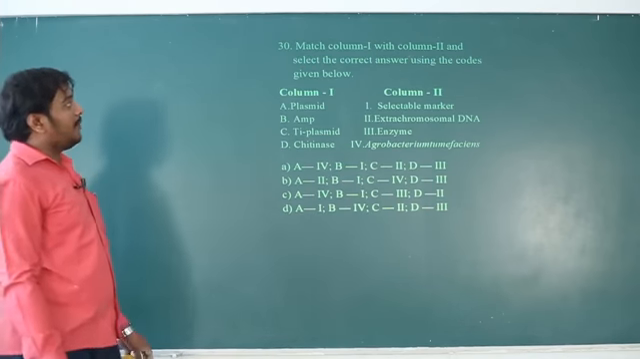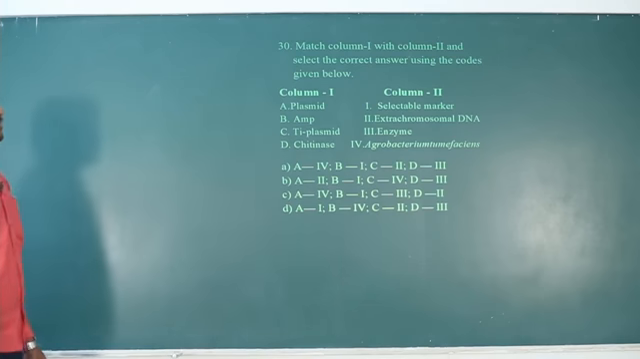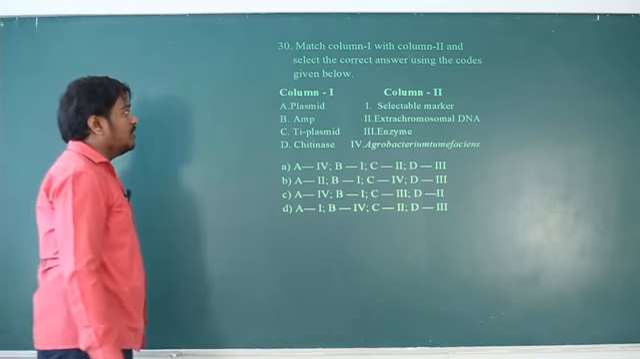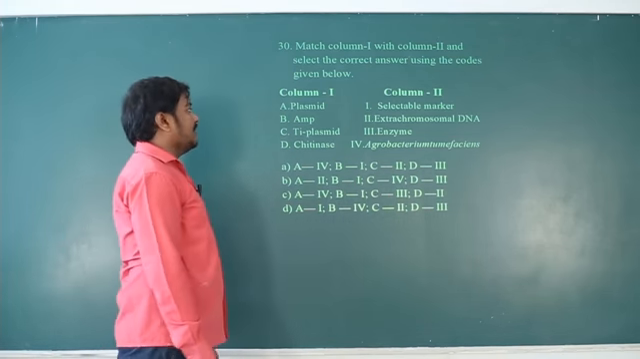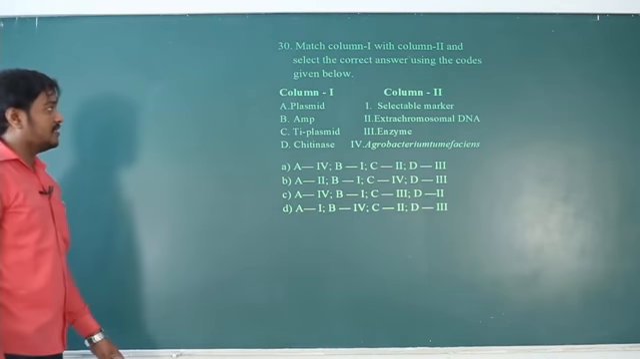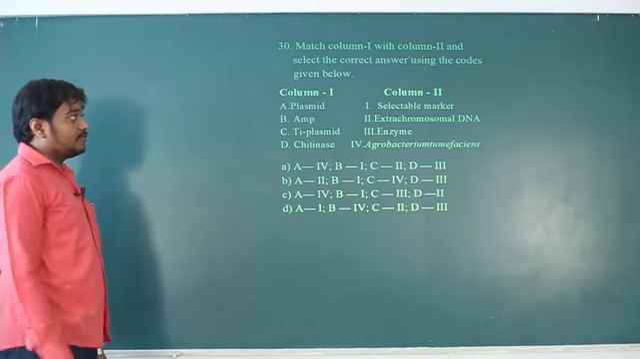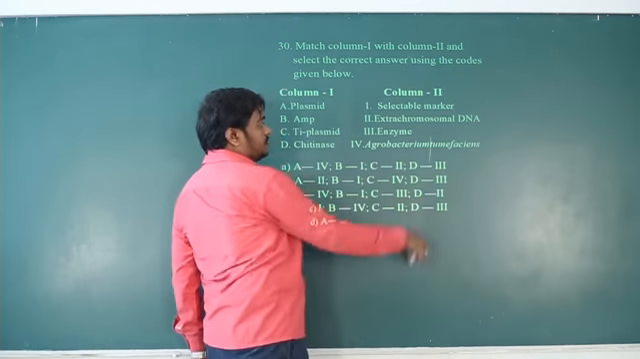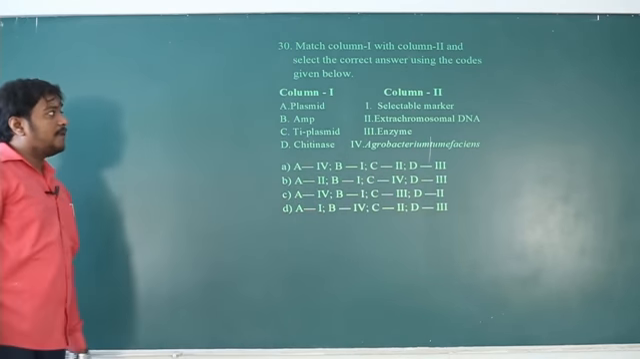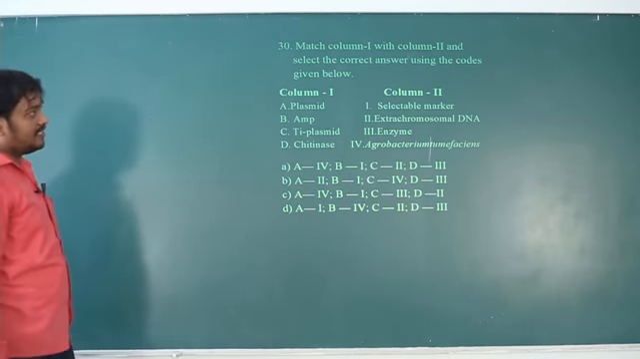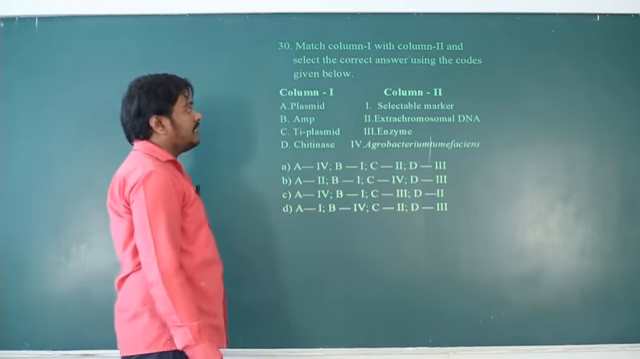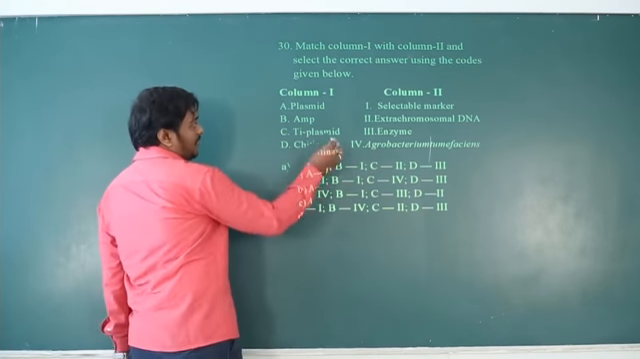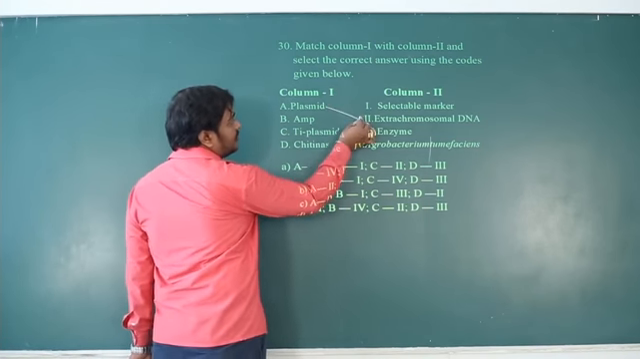Match column 1 with column 2 and select the correct answer using the codes given below. In column 1: plasmid, AMP, Ti plasmid, chitinase. In column 2: selectable marker, extra chromosomal DNA, enzyme, Agrobacterium tumefaciens. So what is a plasmid? It is extra chromosomal DNA.